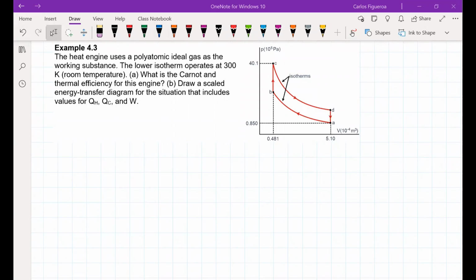Example 4.3. The heat engine uses a polyatomic ideal gas as the working substance. The lower isotherm operates at 300 K. A. What is the Carnot and thermal efficiency of this engine? B. Draw a scaled energy transfer diagram for the situation that includes values of QH, QC, and W.